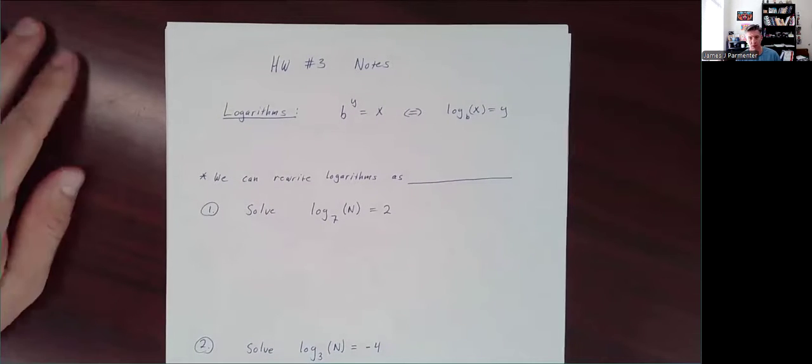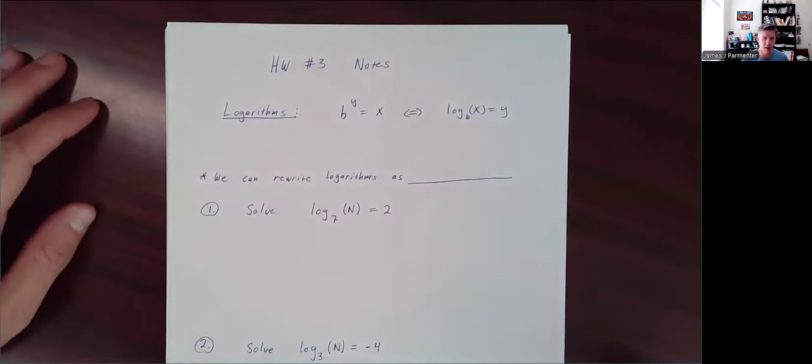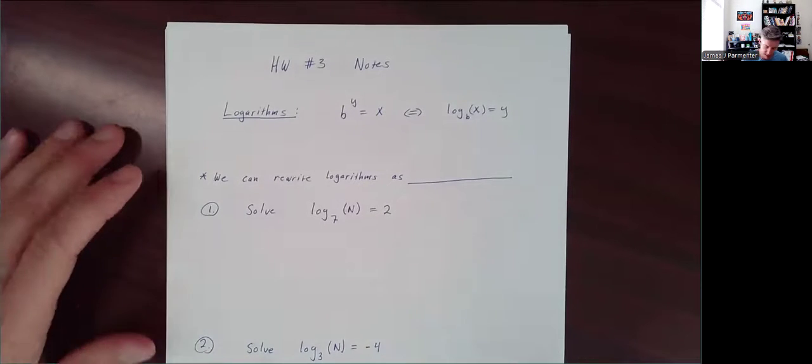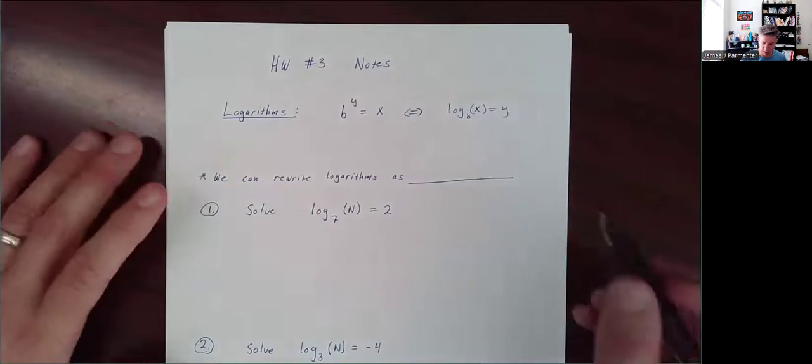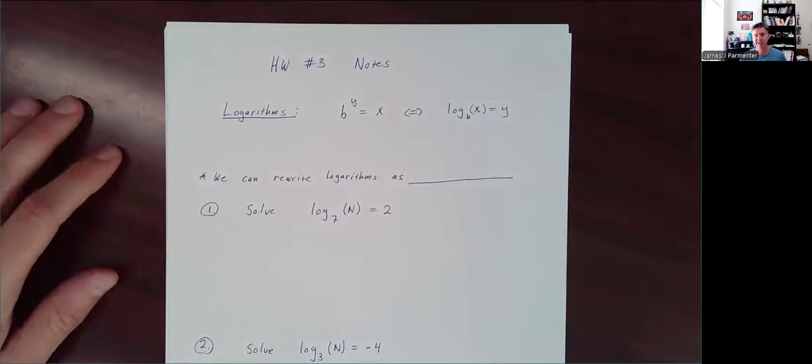So, what is a logarithm? Well, essentially, a logarithm is an exponent. If you had an equation like b to the y equals x, that would be equivalent to writing log base b of x equals y. It's not a great example, though.